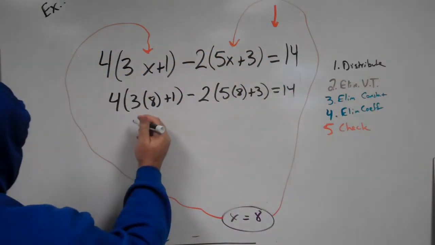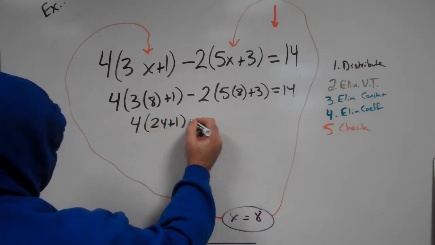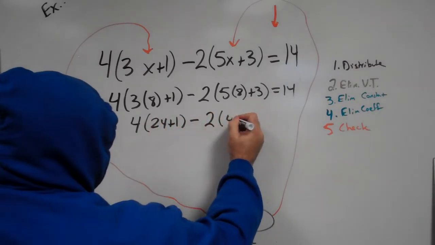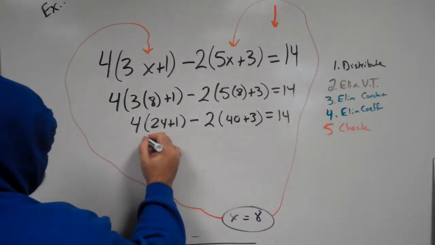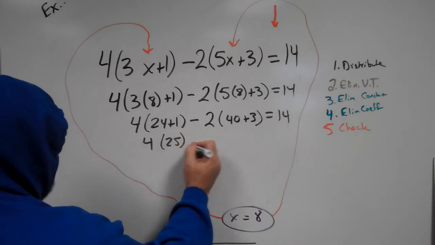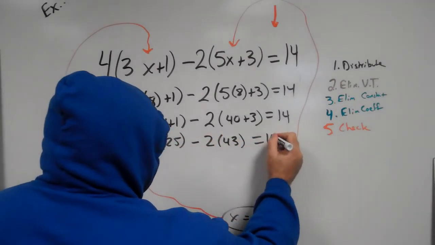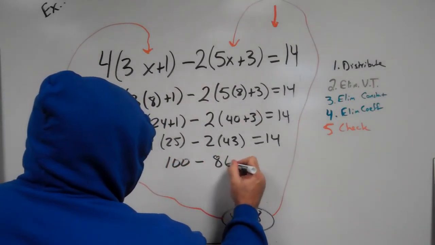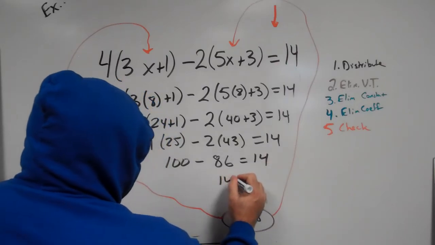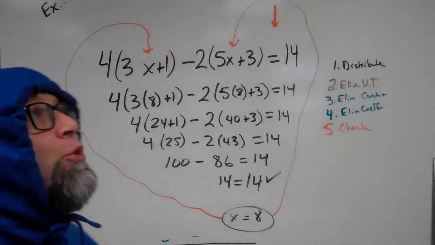Now let's do the math in here. 4 times (24 plus 1) minus 2 times (40 plus 3) equals 14. 4 times 25 minus 2 times 43 equals 14. 100 minus 86 equals 14. 14 equals 14. Boom!